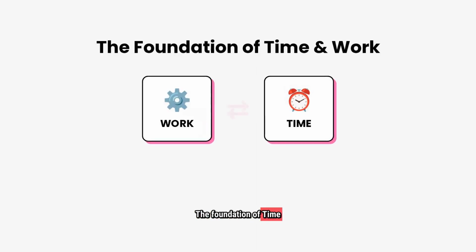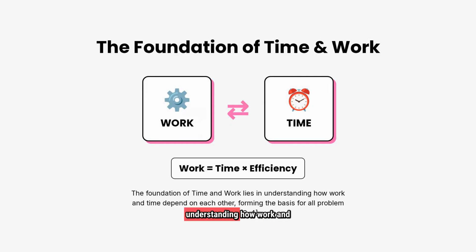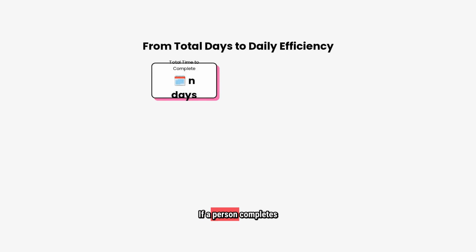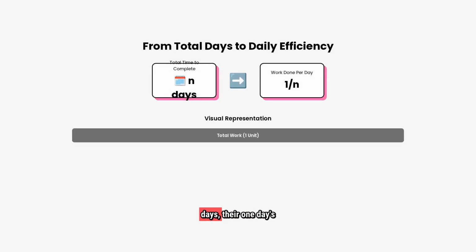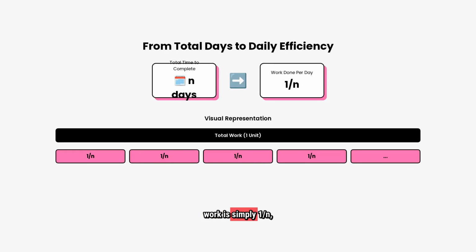The foundation of time and work lies in understanding how work and time depend on each other, forming the basis for all problem types. If a person completes a work in n days, their 1 day's work is simply 1/n, converting total days into daily efficiency.